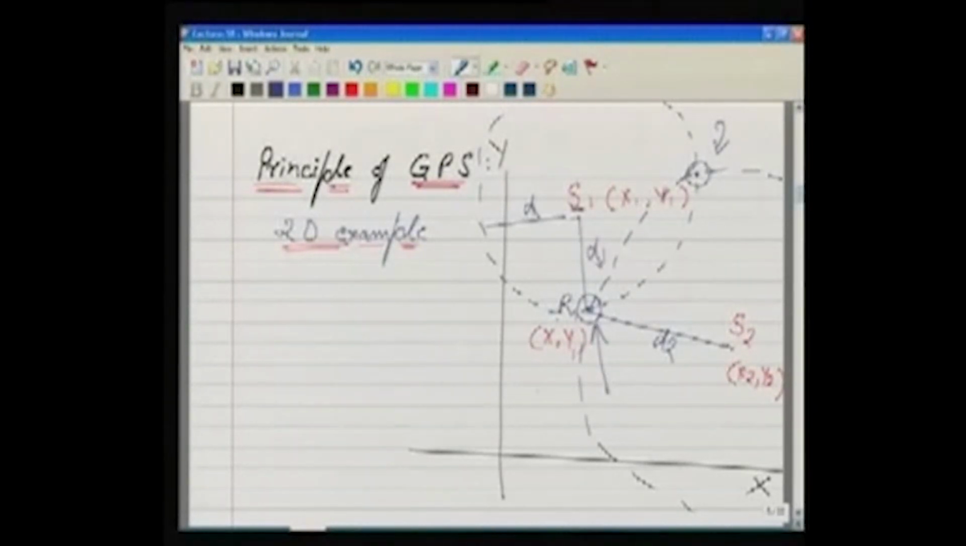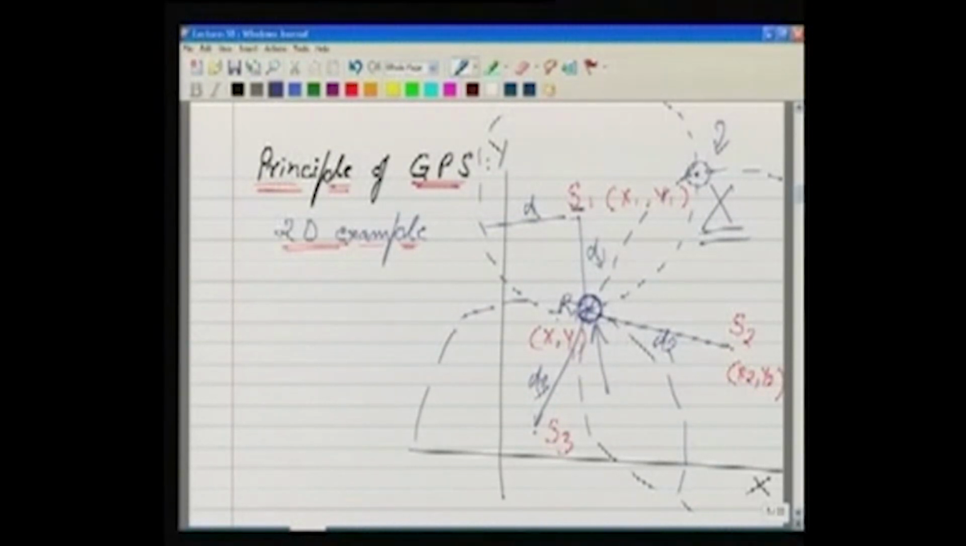Now, in order to take a better measurement, we take one more satellite, S3, and we also measure the distance D3. The moment we have measured D3, this other point is eliminated, and we have fixed our position over here.